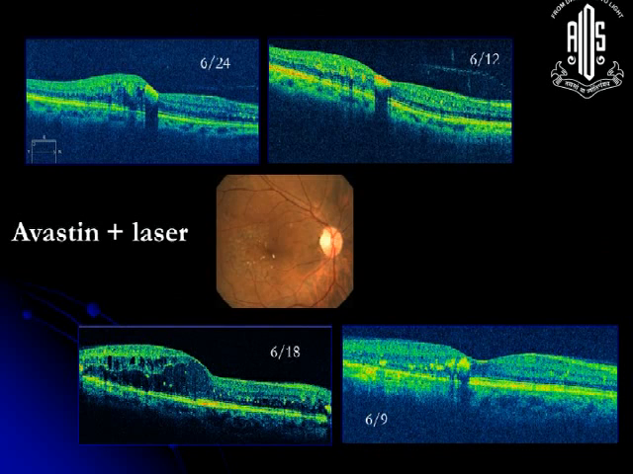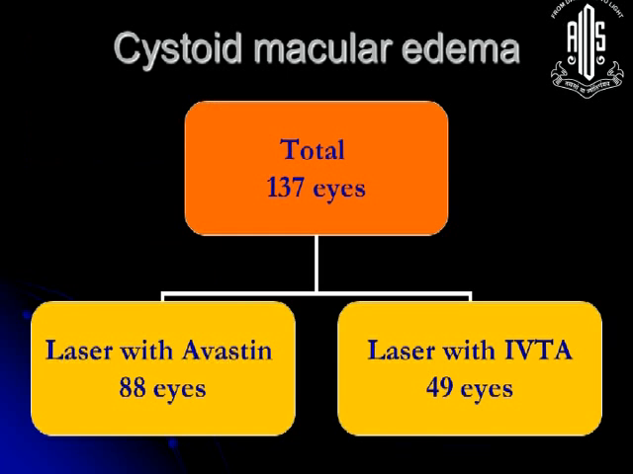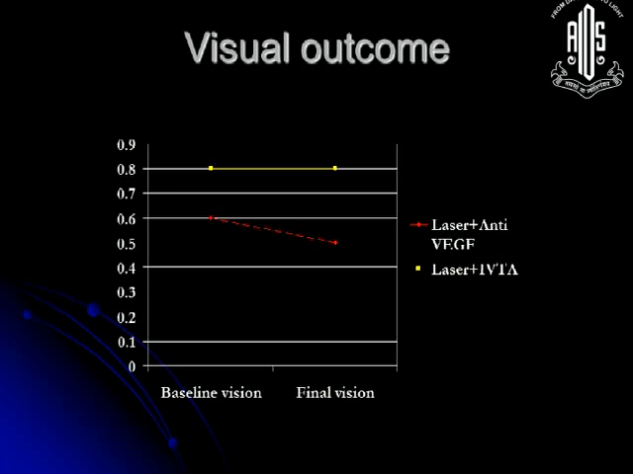Some patients received combination therapy. Most of these eyes had spongiform edema involving the center or had hard exudates along with the edema process. Out of the 137 eyes with cystoid macular edema, 88 eyes had received laser with Avastin and 14 eyes were treated with laser with IVT. In terms of visual outcome, the anti-VEGF eyes did well.